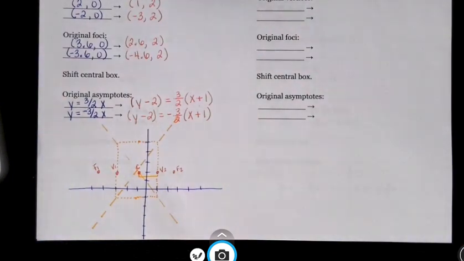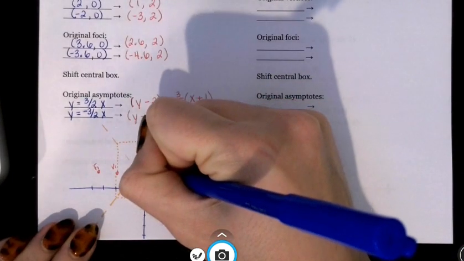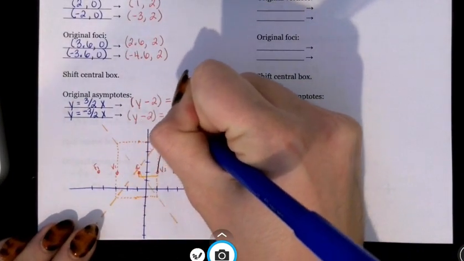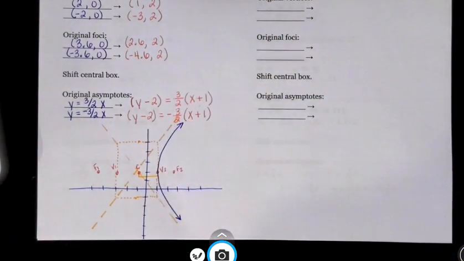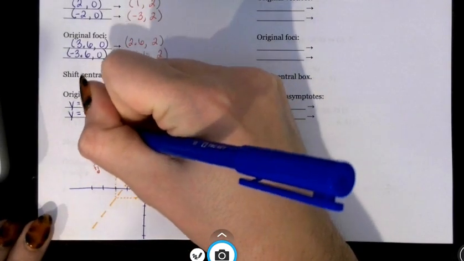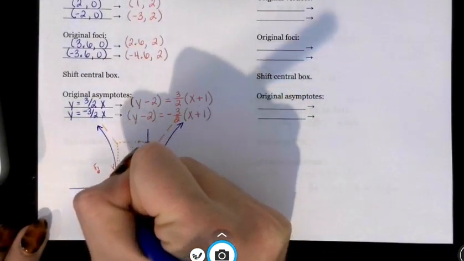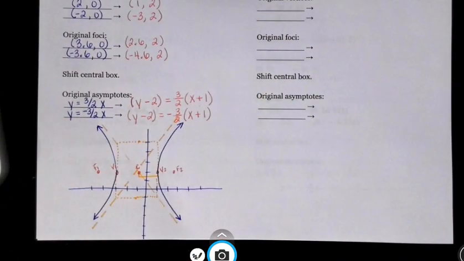So I am going to use blue so it stands out now. So through the vertice, pretty close to the asymptote here, and at the bottom. And then the same thing for the left side. So through the vertice on that side, get close to the asymptotes, and we are done with our hyperbola.